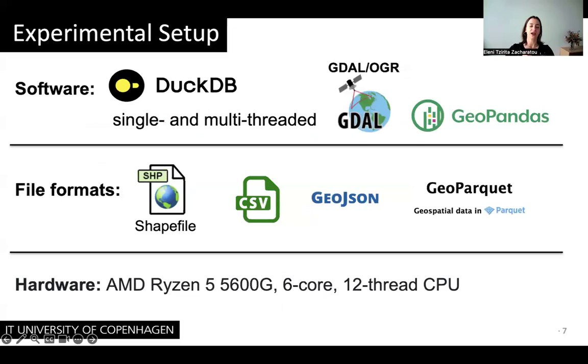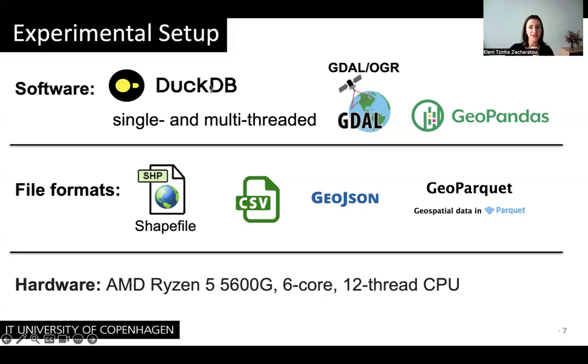Moving on now to our experimental study, we used 3 different systems, DuckDB, GDAL OGR, and GeoPandas, to load 4 different file formats: shapefile, CSV, GeoJSON, and GeoParquet. On the hardware side, we use an AMD Ryzen 5000 series CPU with 6 cores and 2 threads per core.